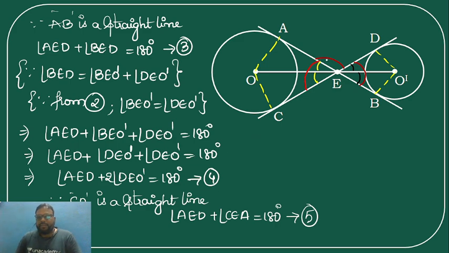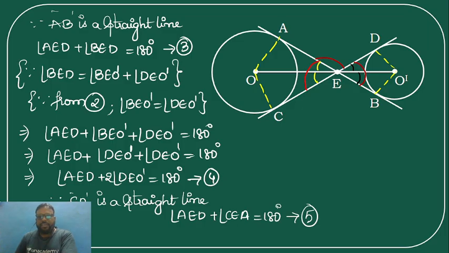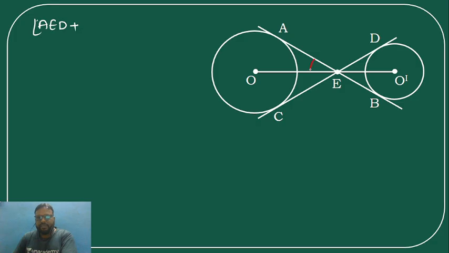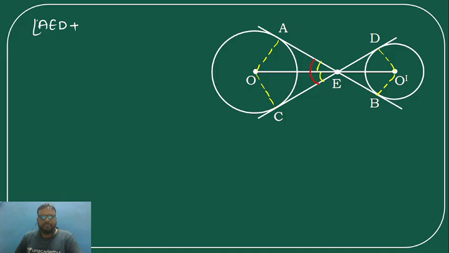Right. Now, AED remains as it is, but CEA is the combination of two angles again. Right. CEO and AEO. So, next step I am writing here. Angle AED plus, in the place of this angle CEA, I can write it is a combination of two angles, right? What are those two angles? This one and this one. Of course, we joined OA, OC, O'D, O'B. So in the place of CEA, I can write here as angle CEO plus angle AEO equal to 180.